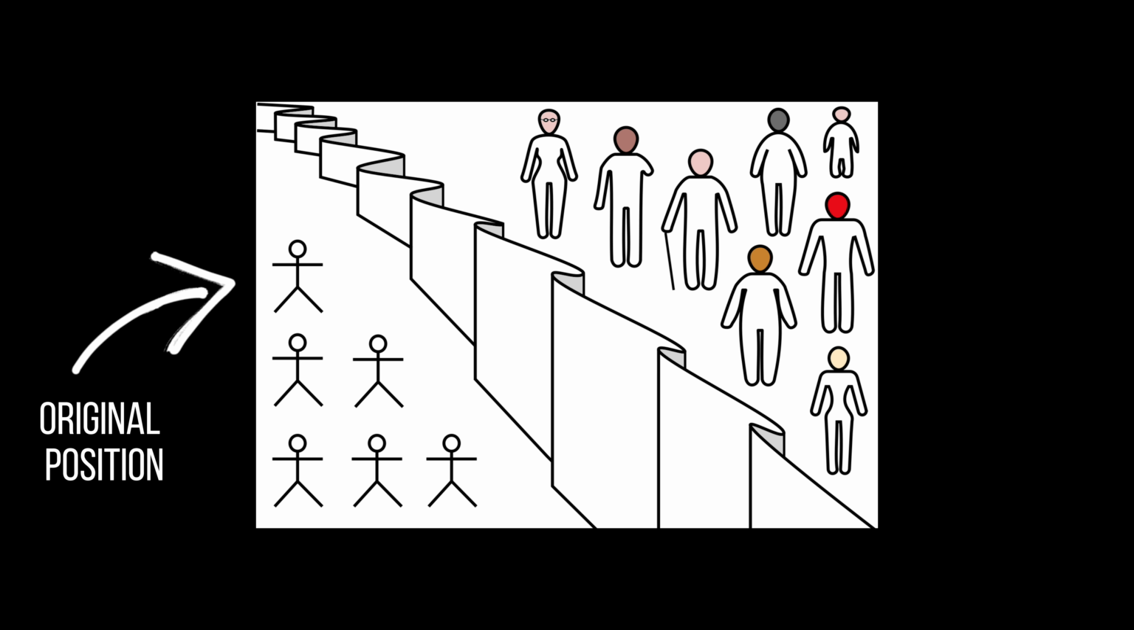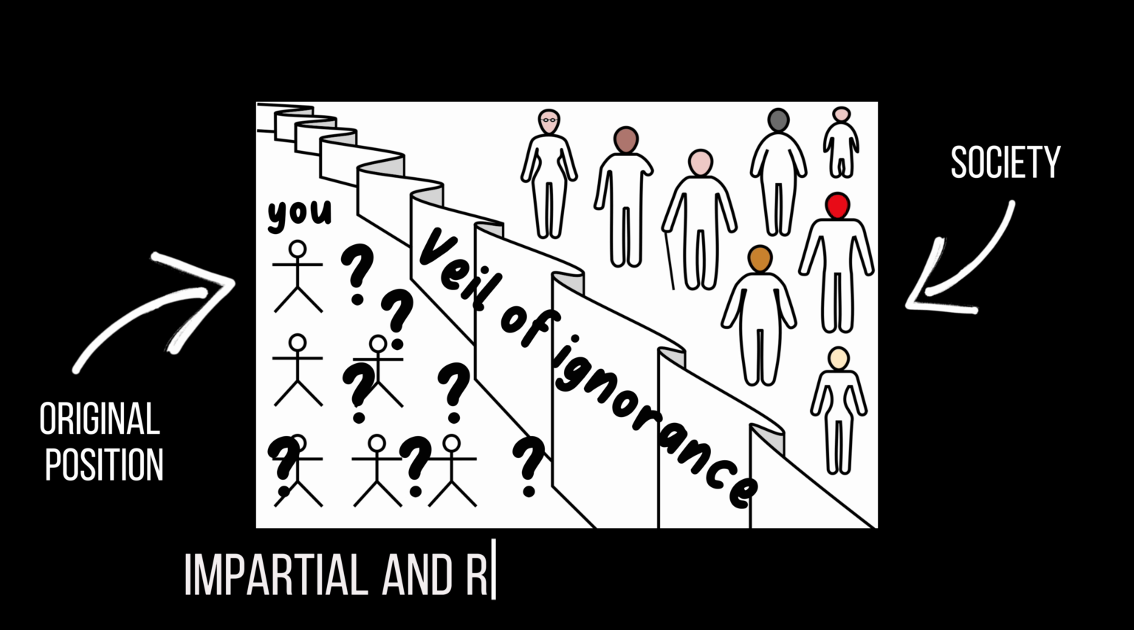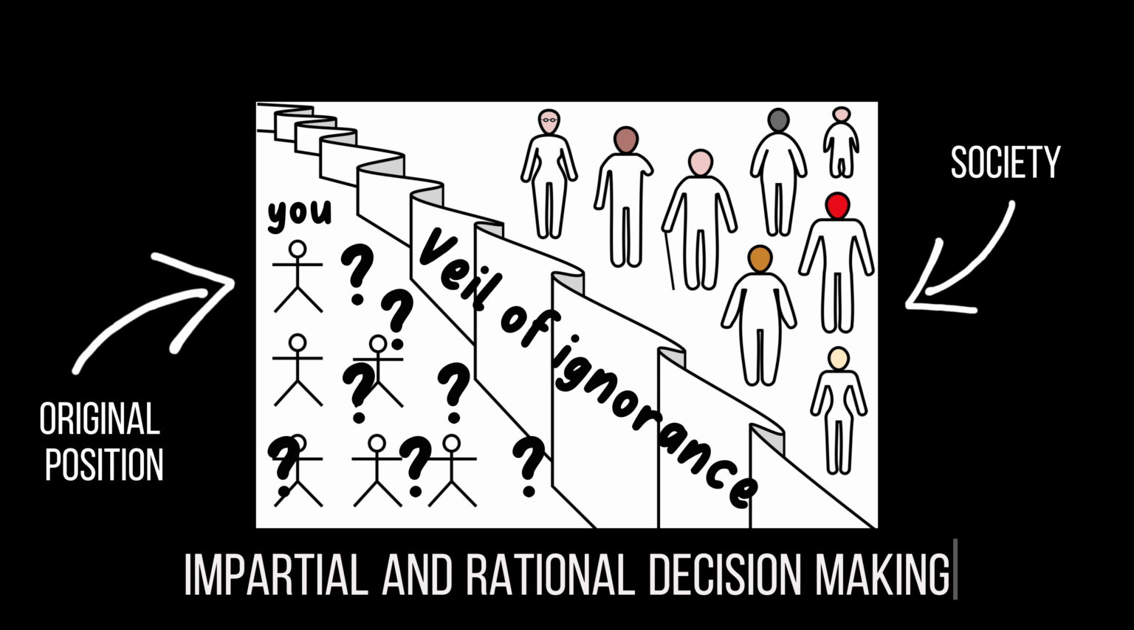In the original position, individuals are tasked with selecting principles for the basic structure of society without any prior knowledge of their personal attributes or circumstances. This selection process occurs behind a veil of ignorance, which prevents them from knowing their ethnicity, social status, gender, and others' conceptions of a good life. The point is to encourage impartial and rational decision-making.